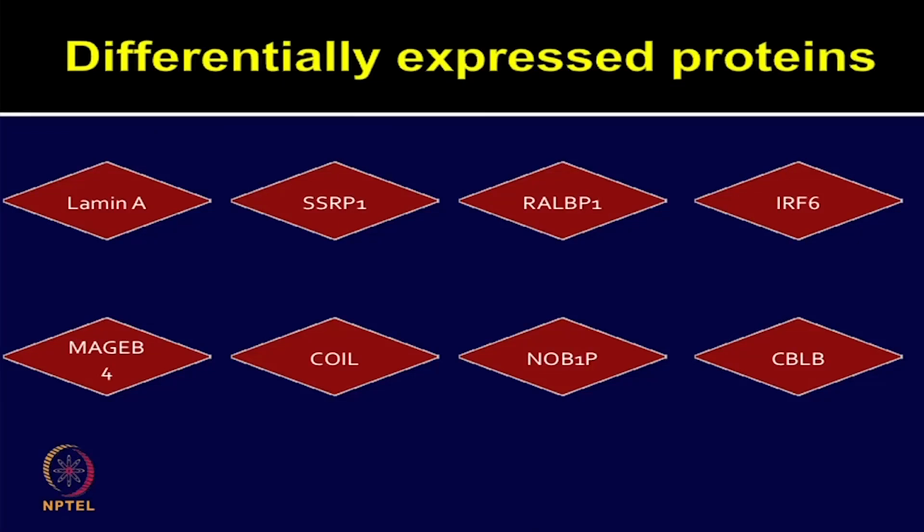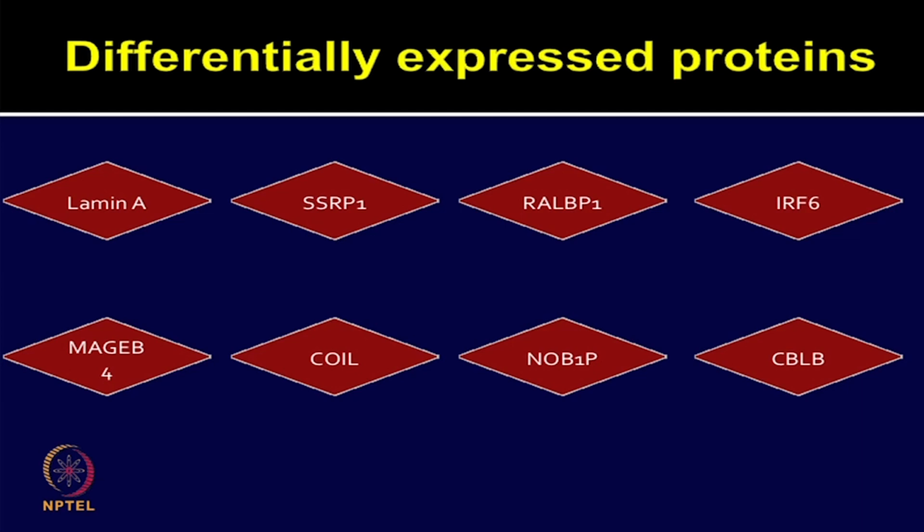Based on this study, authors were able to identify several differentially expressed proteins which included lamin A, which is one of the nuclear membrane organization proteins; structure specific recognition protein SSRP1, which is involved in the regulation of transcription; RAL binding protein, which is important in transportation; IRF6, which is crucial for transcription regulation; MAGEB4, reported as a cancer biomarker; coil, which is found in the nuclear coil body, although its function is unknown; NOB1P, which is an adenocarcinoma antigen, the function of this protein is unknown; and CBLB, which is involved in signal transduction.